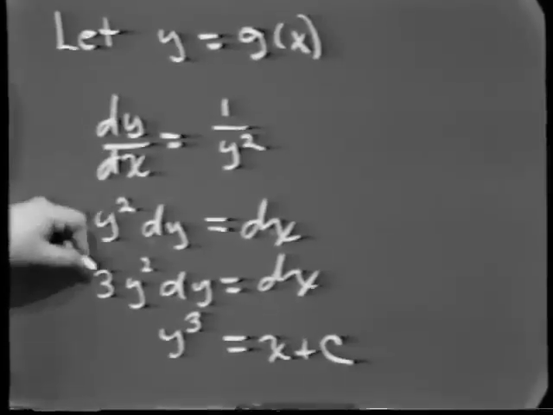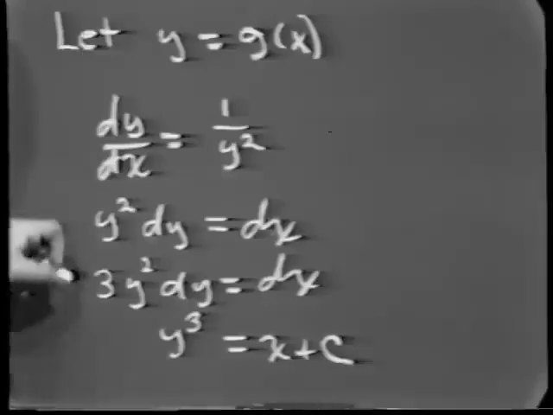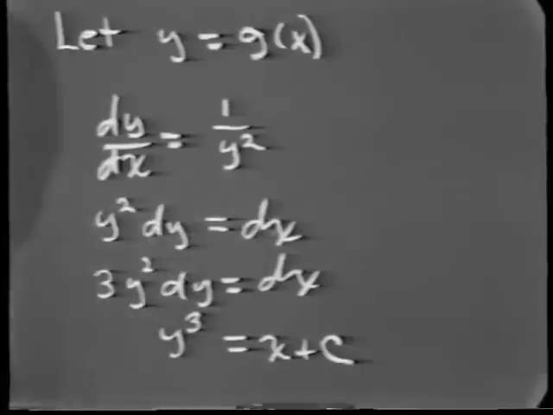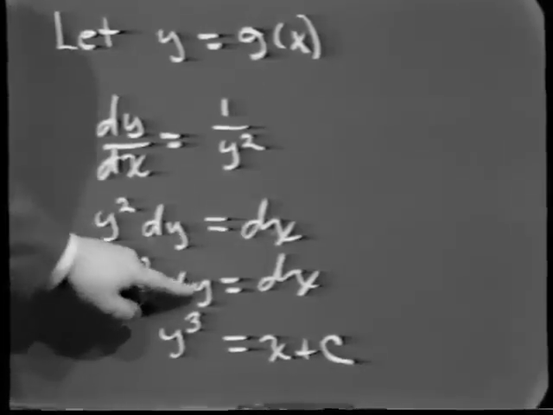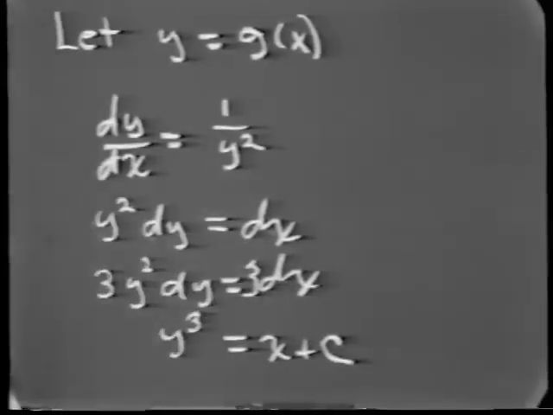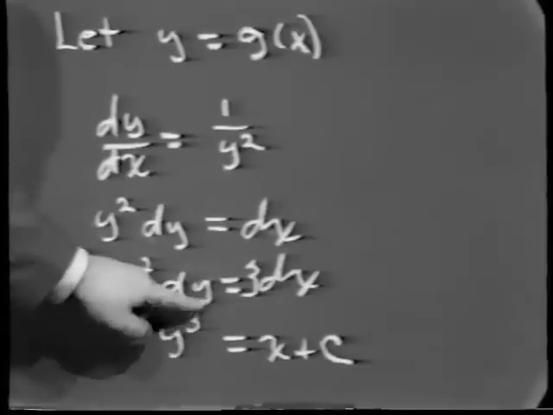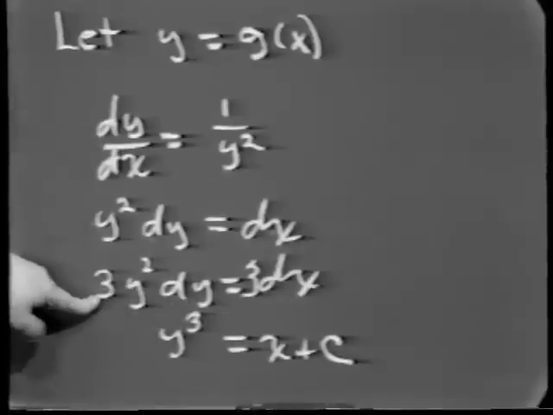Well, to mimic what we were doing before, let's see, I think I have this a little bit twisted here. If y squared dy equals dx, then 3y squared dy equals 3dx. If the differentials are equal, then the functions differ by a constant, but y cubed is the function whose differential is 3y squared dy.